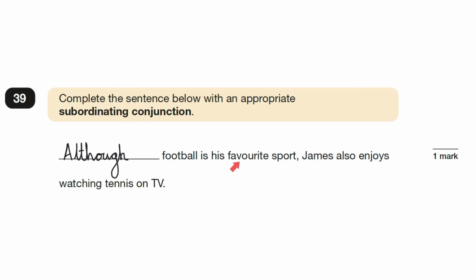So although football is his favorite sport, James also enjoys tennis on TV. You can argue maybe that while football is his favourite sport, James also enjoys it. It's maybe that while is on the mark scheme and is allowed, but although is the definite one that's going to get you the mark, and we've written it with a capital letter because it's the start of a sentence to ensure that we get this mark.